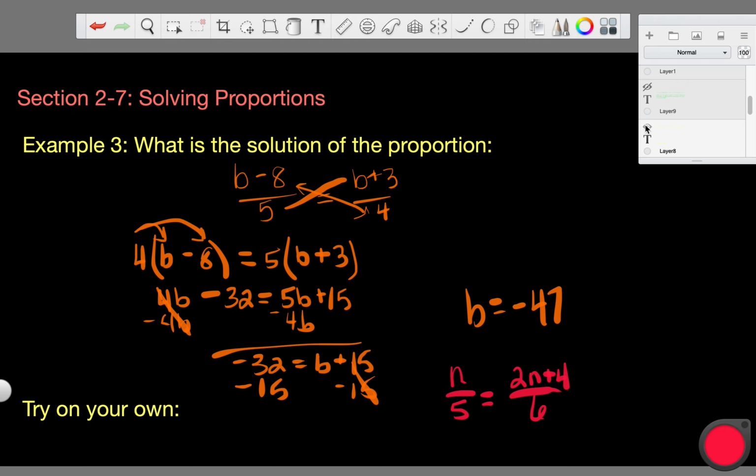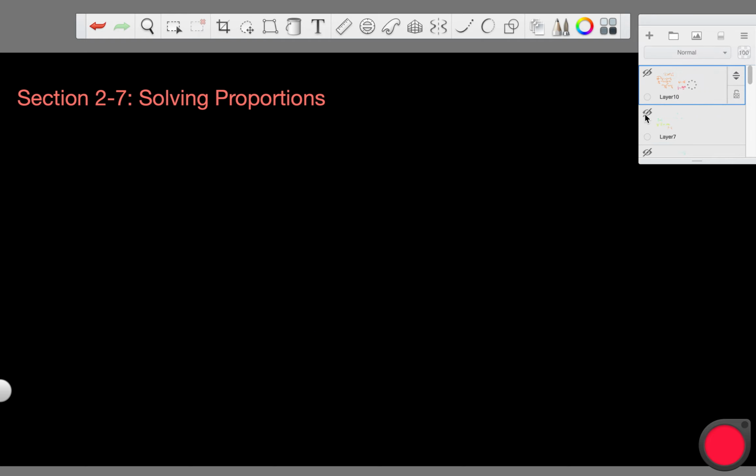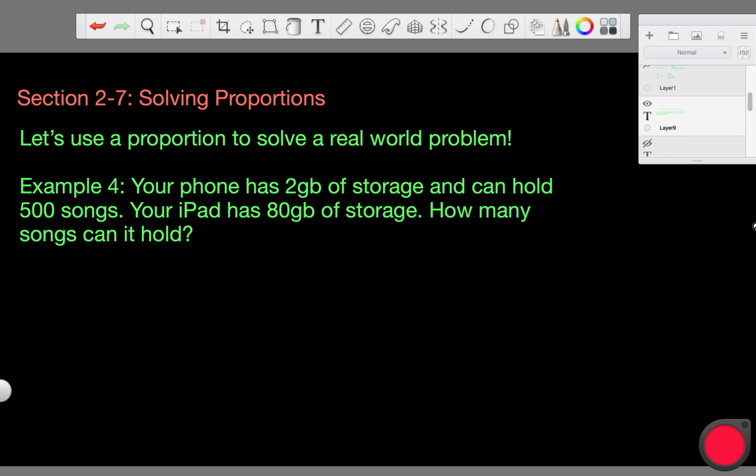All right, my friends, I have one more problem for you guys. I definitely need you to copy it down because it is important to work on some word problems, okay? So our problem here is that you have a phone and your phone has 2 gigabytes of storage. And those 2 gigabytes mean that you can hold 500 songs. Pretty cool. And then you have an iPad and that has 80 gigabytes of storage. And you want to find out how many songs that iPad can hold based on the ratio of gigabytes to songs that your phone has.